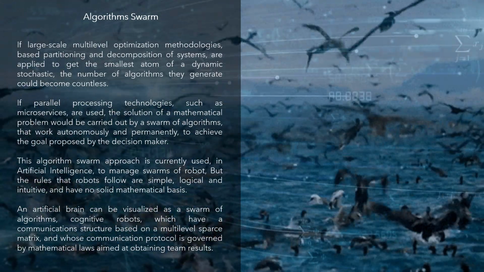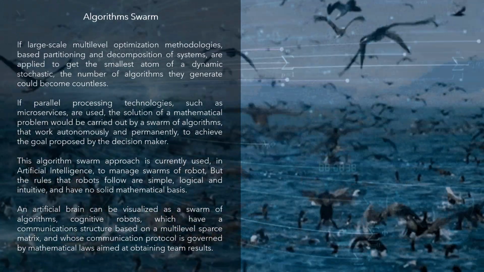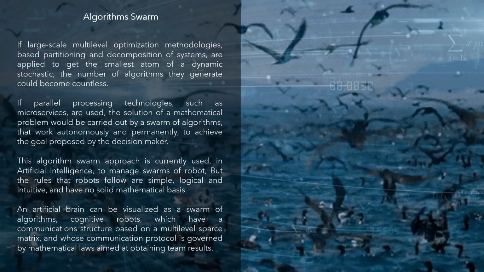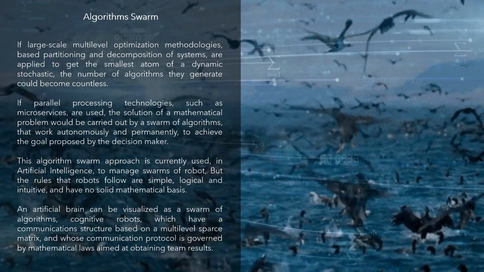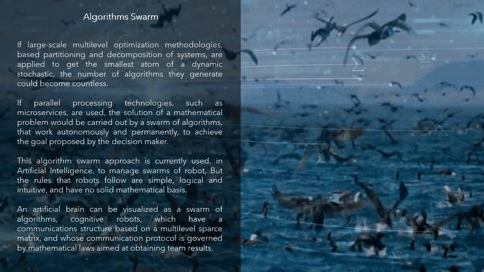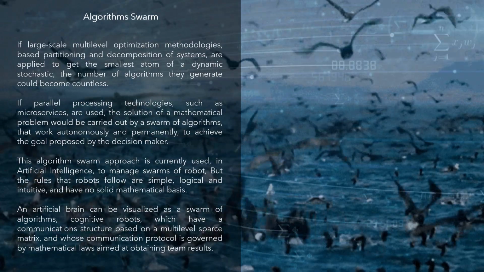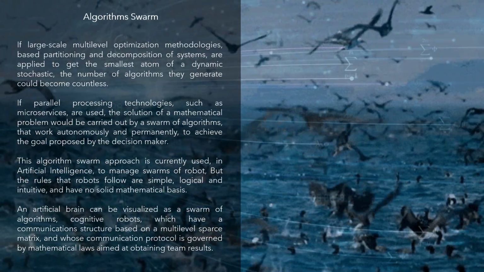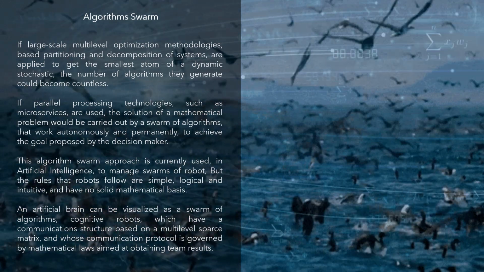This algorithm swarm approach is currently used in artificial intelligence to manage swarms of robots, but the rules that robots follow are simple, logical and intuitive, and have no solid mathematical basis. An artificial brain can be visualized as a swarm of algorithms, cognitive robots, which have a communication structure based on a multi-level sparse matrix, and whose communication protocol is governed by mathematical laws aimed at obtaining team results.